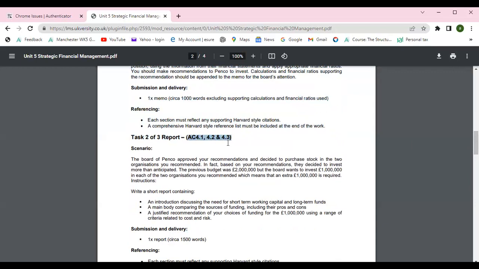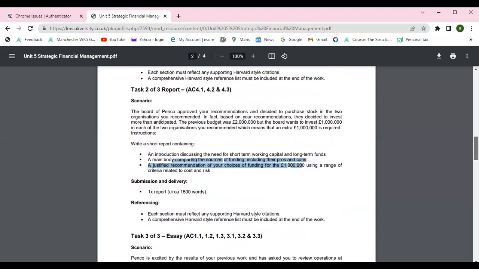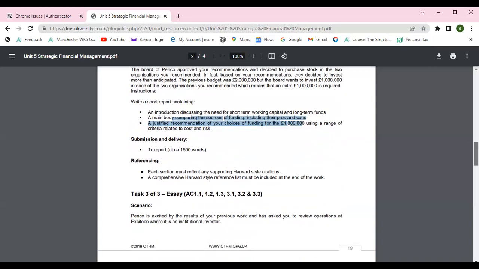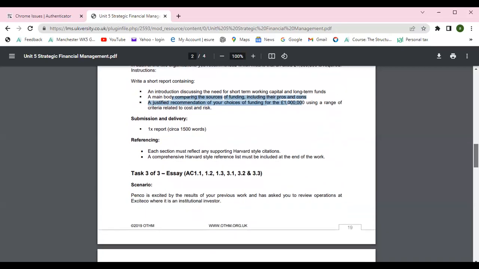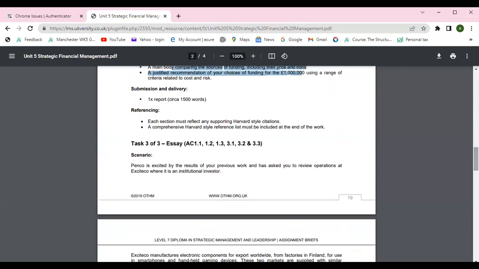We've been given the scenario, the previous budget. You want to look around the budget, where the fund will come from, so where we can look at different sources of finance. And that will be the key discussion: sources of finance, debt, equity, and we can write around 1500 words.